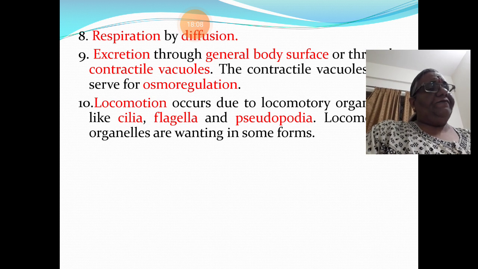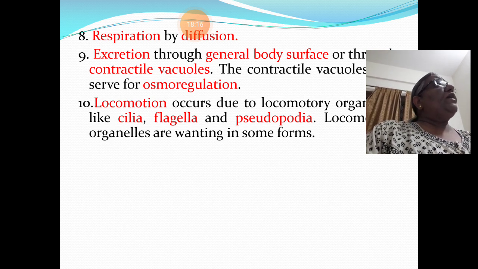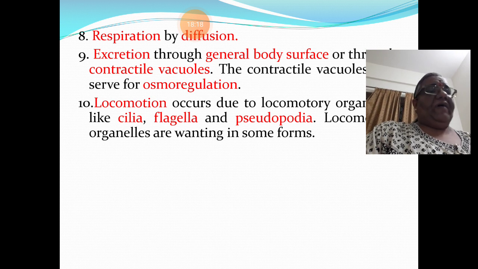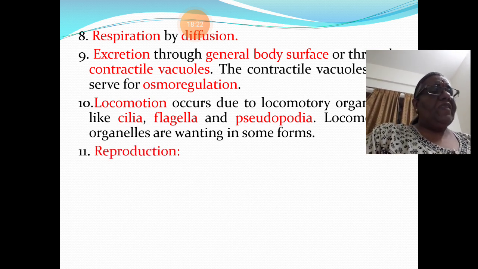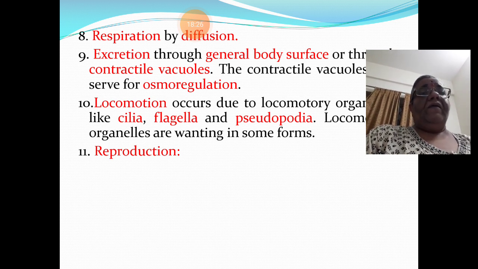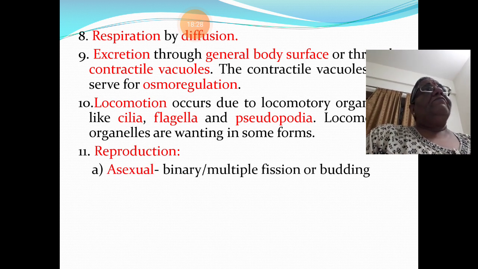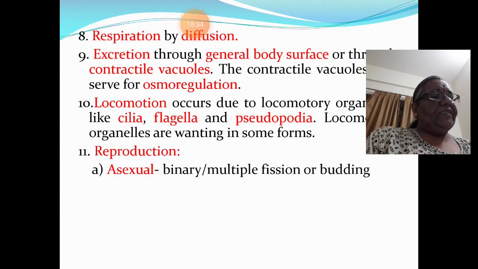Cilia in case of Vorticella and Paramecium, flagella in case of Euglena, pseudopodia in case of Amoeba. Okay? Then, coming to reproduction, there are both the methods seen in this group, asexual as well as sexual.